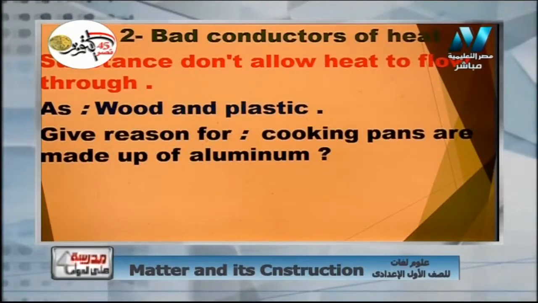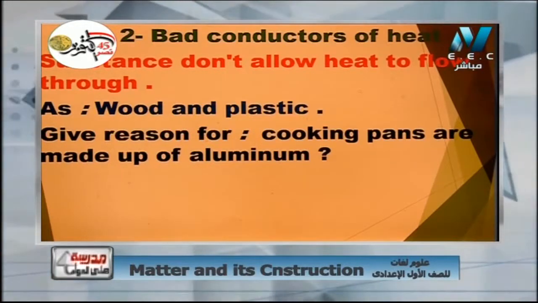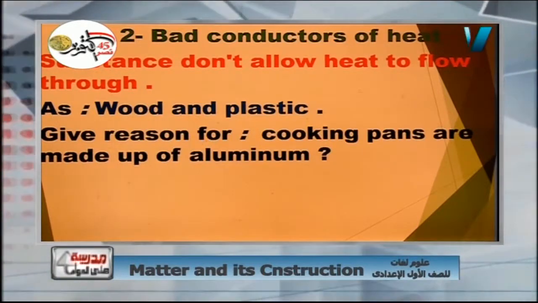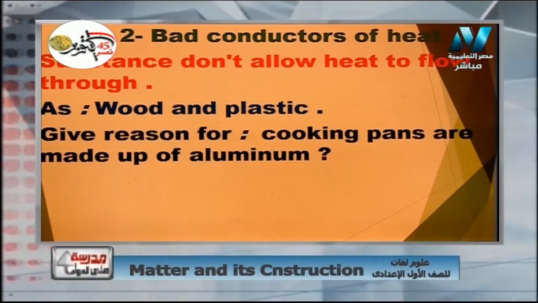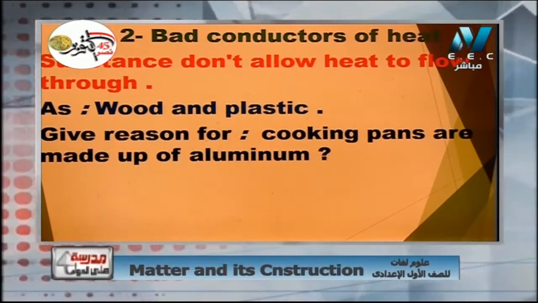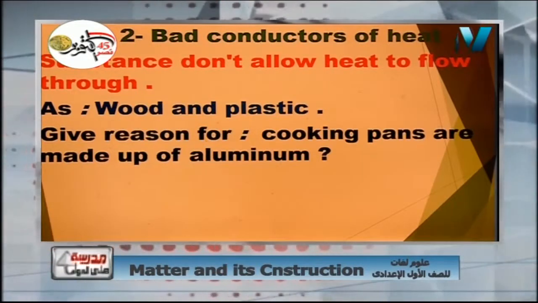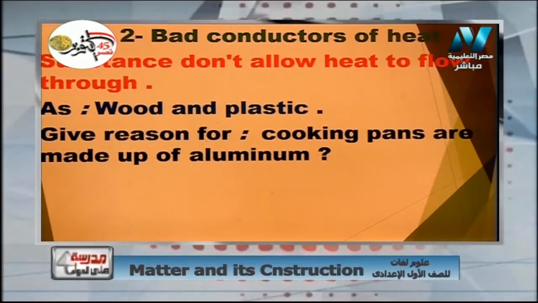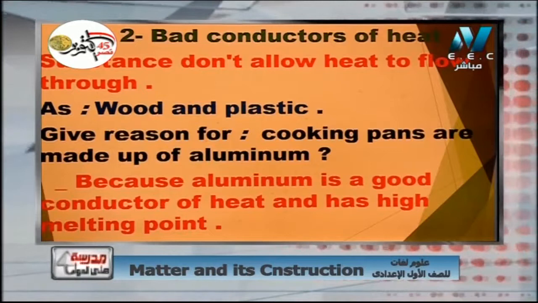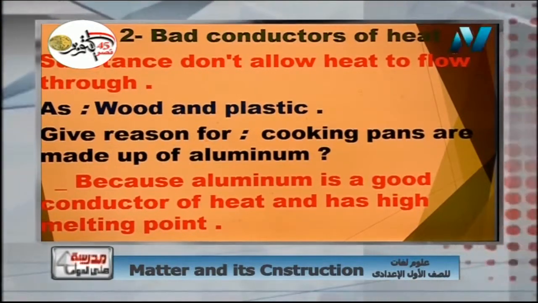Okay, the reason for cooking pans being made up of aluminum. We asked this question before: due to its high hardness, it is very hard. But now cooking pans are made up of aluminum because it is a good conductor of heat and it has a high melting point. It is a very hard substance.